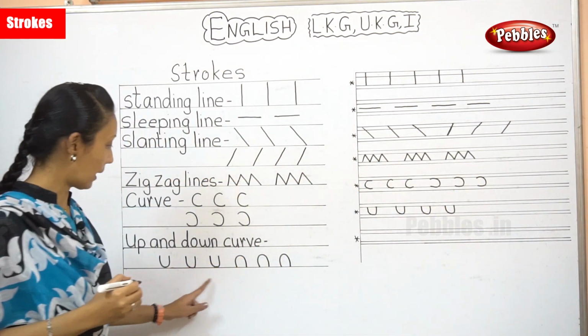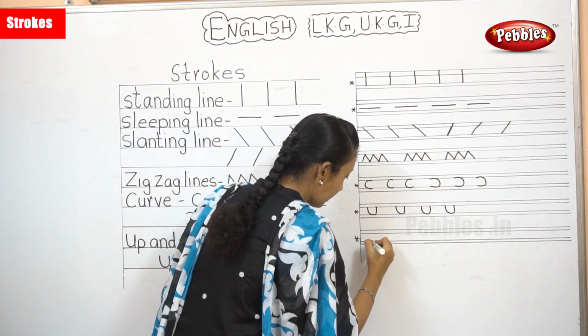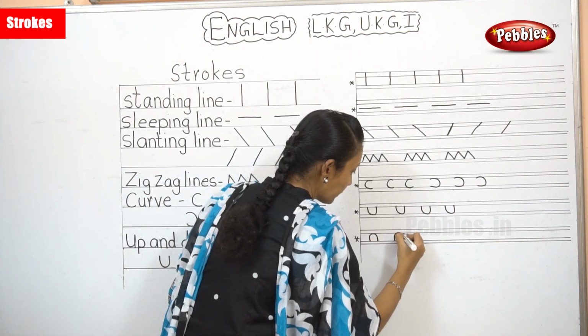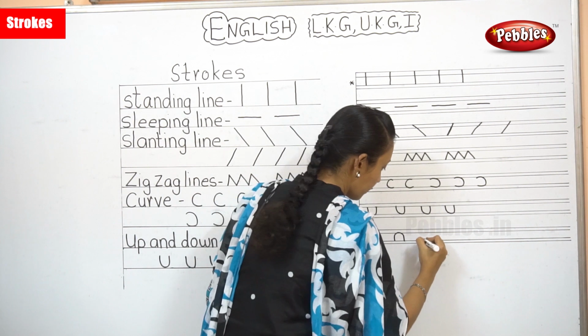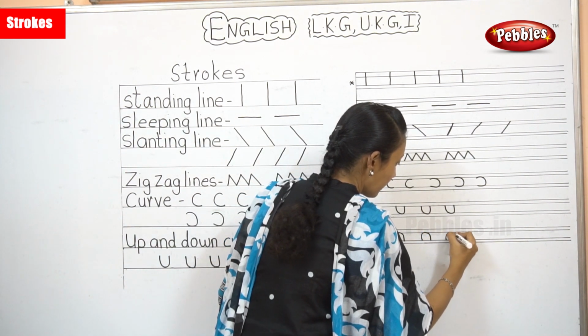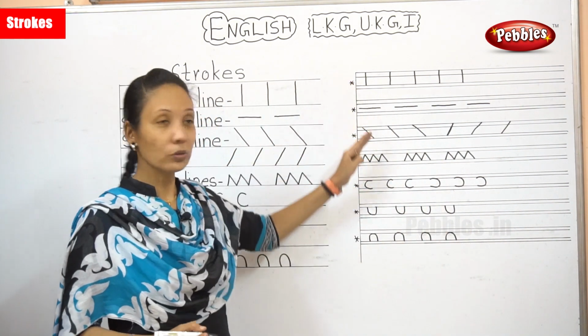Next one, you have your down curve. Again into the second and third line. Down curve. Down curve. Down curve. And down curve. Okay, so can we once again go to this, children?